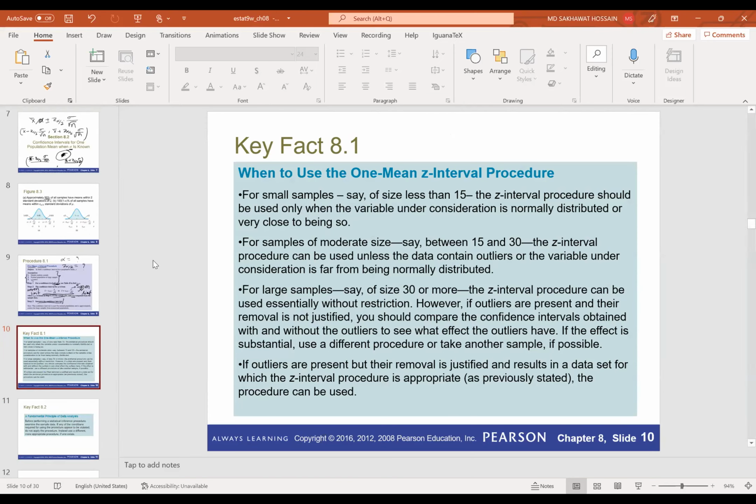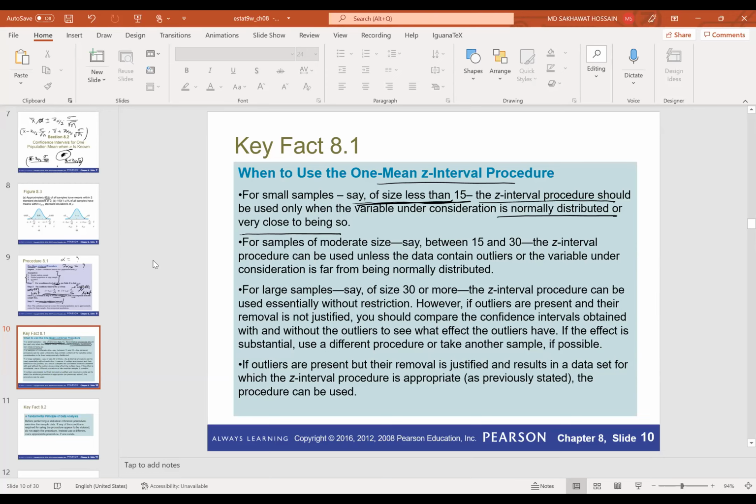Now this is the key factor you need to remember: when to use the one mean z interval procedure. We want to construct a confidence interval for one mean, and when do we use the z interval procedure? For a small sample, say size less than 15, the z interval procedure should be used only when the variable is normally distributed or very close to being so. That means only when the population distribution is normal and the sample size is less than 15, in that case we can use z interval.